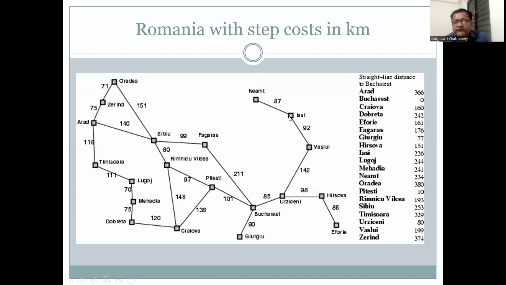If you are in Iasi, the heuristic value of Iasi is 226. Standing on Iasi, we have Oradea and we have Neamt, and the heuristic value of Neamt is 234. So definitely 226 and 234 from Bucharest.